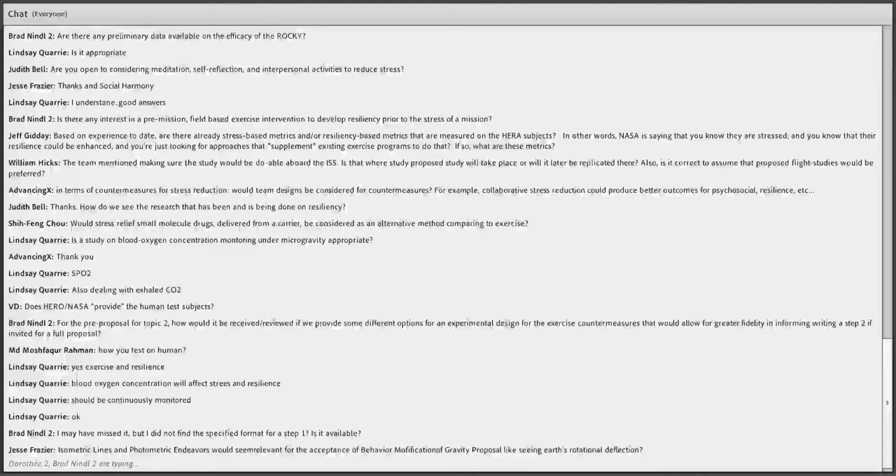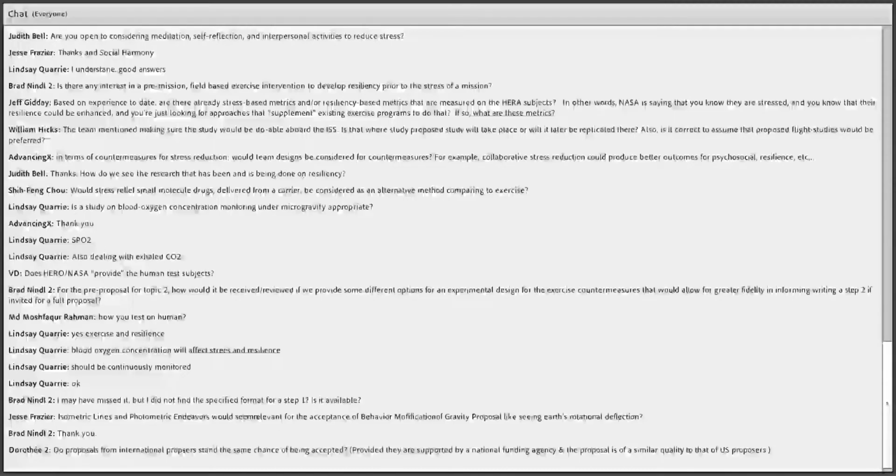Isometric lines and photometric endeavors would seem relevant for the acceptance of behavior modification of gravity proposal, like seeing Earth's rotational deflection. If this is referring to topic 3 with regard to sensory stimulation, again, what we'll defer to is a very good experimental conceptualization with plausible evidence as to how that might alter that sensory stimulation, which is what would need to be reflected in the Step 1.